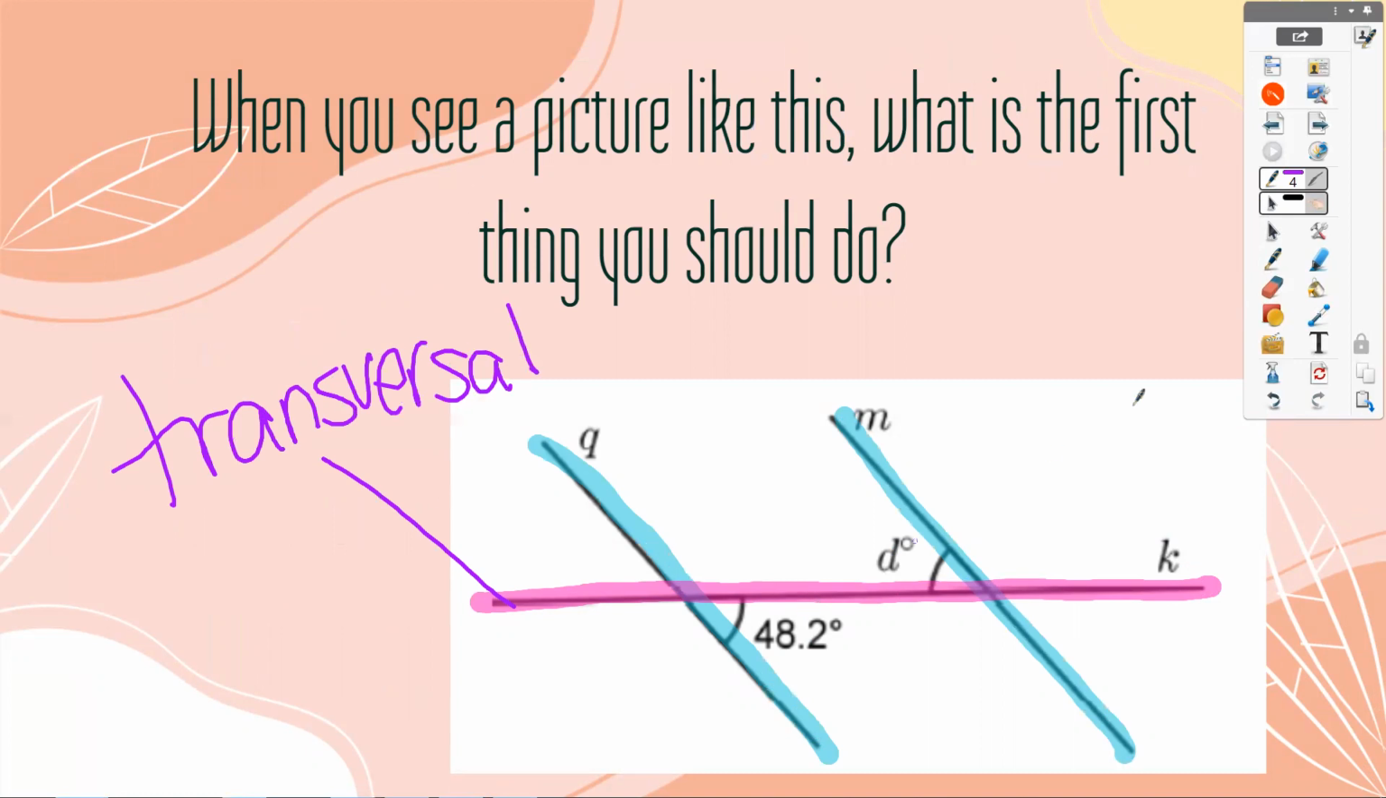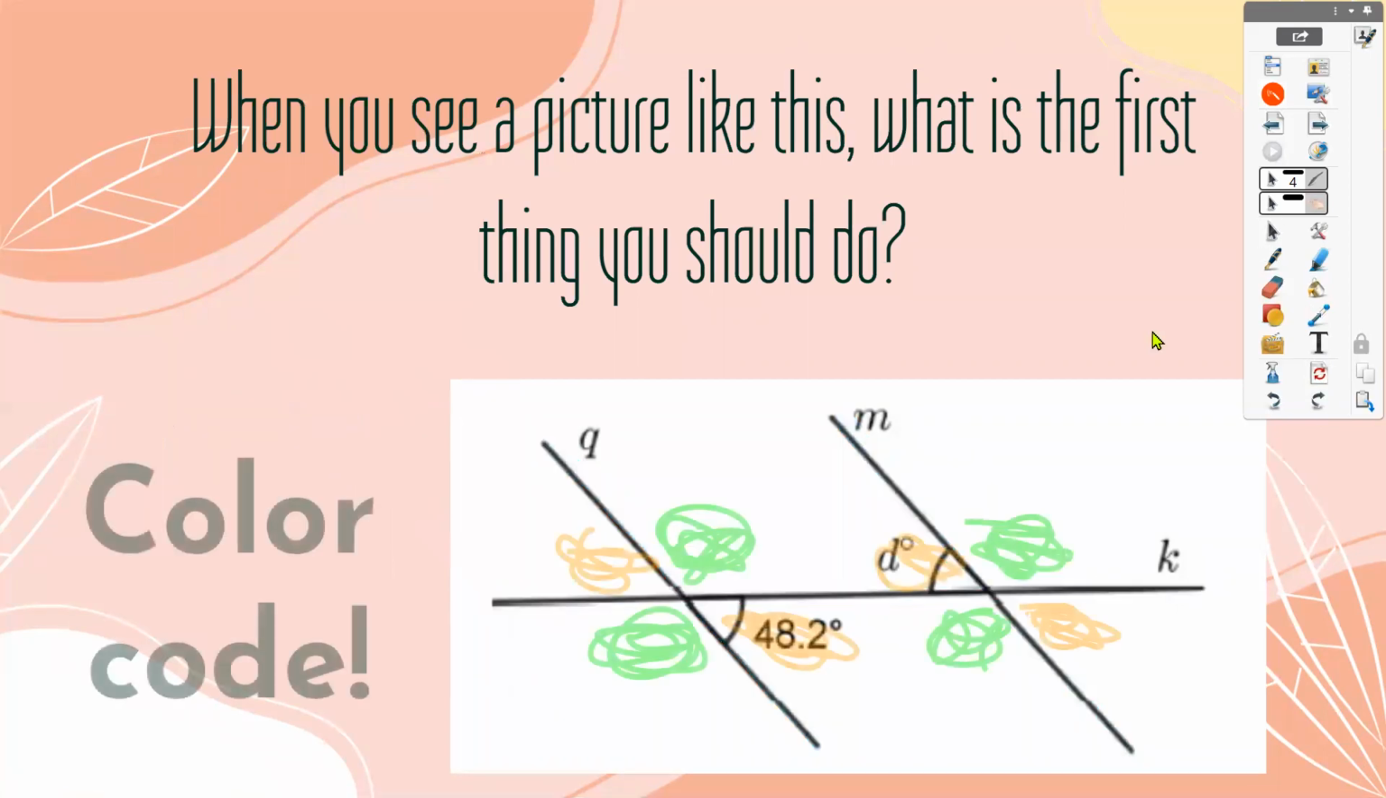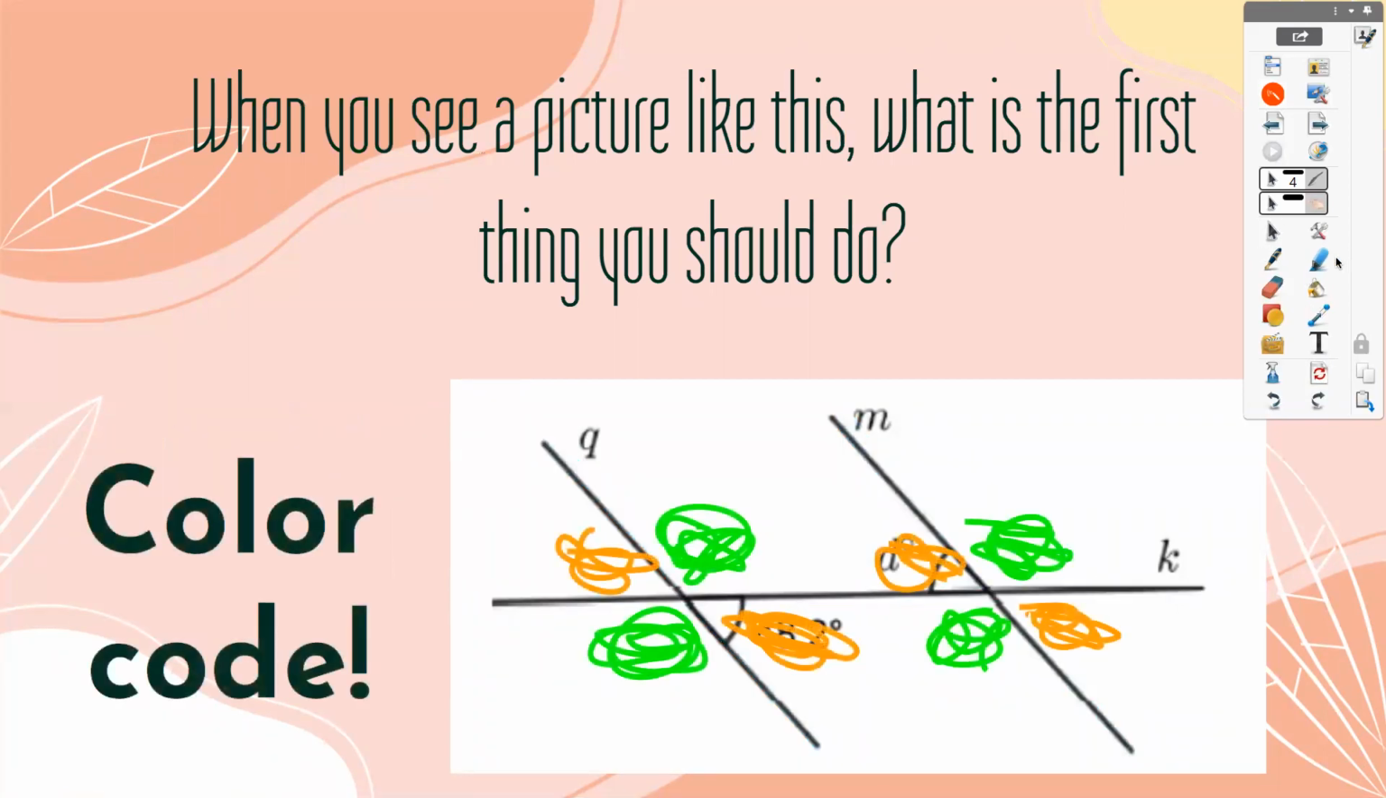So that pink line is called a transversal. Anytime you see a picture similar to this, I know you're on a computer, so it's going to be helpful if you have scratch paper. I would always, always, always sketch the picture that you see and then color code. So we would color code corresponding sides.